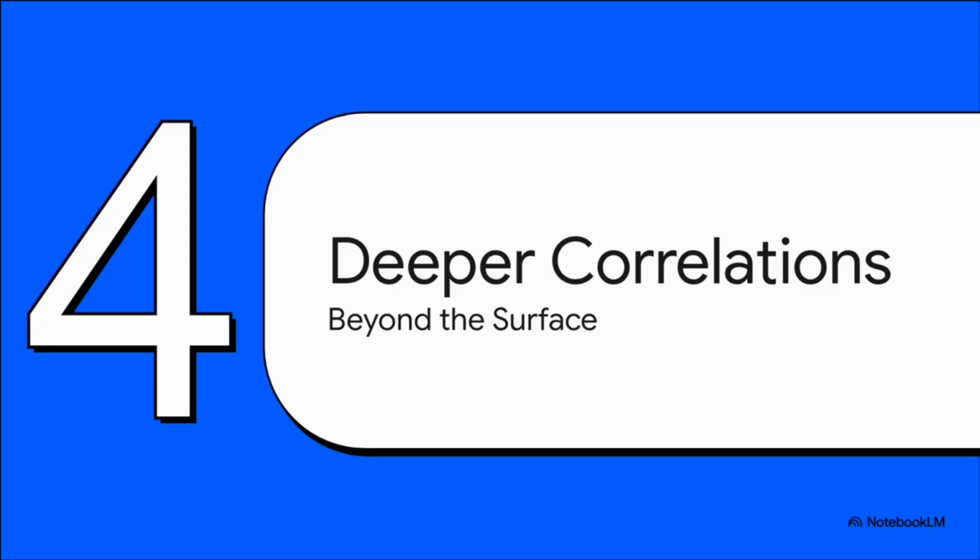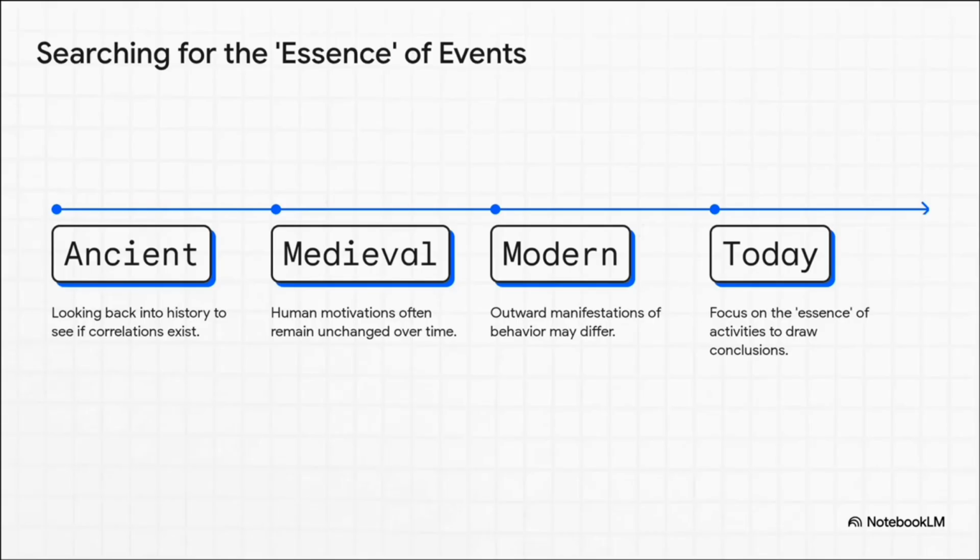Well, the author suggests we just need to change our perspective. The key, we're told, is to zoom out. Stop looking at history as just a list of random events. Instead, we need to search for the essence of what's going on. We need to look for those deep down human motivations, the patterns of behavior that just keep popping up over and over again across the centuries.